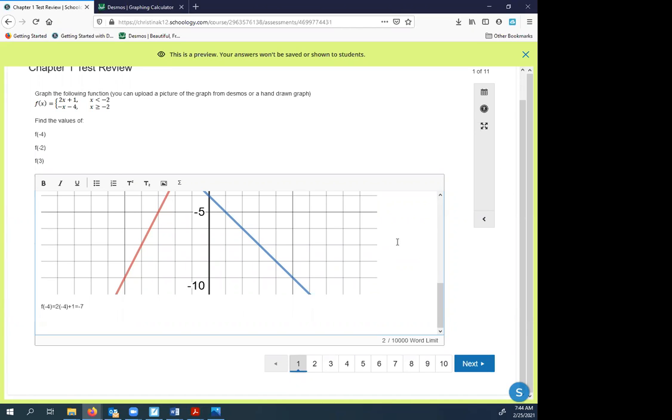-2 is not less than -2, but it is greater than or equal to -2. So I need to plug that in to the bottom equation. And again, if you want to just take the time to write this out on paper and upload that picture, just like we did the other one. Yes, it is recording and will be on Schoology, hopefully by the end of second block.